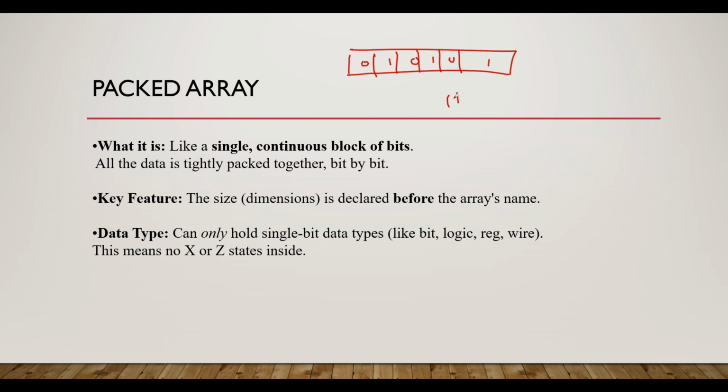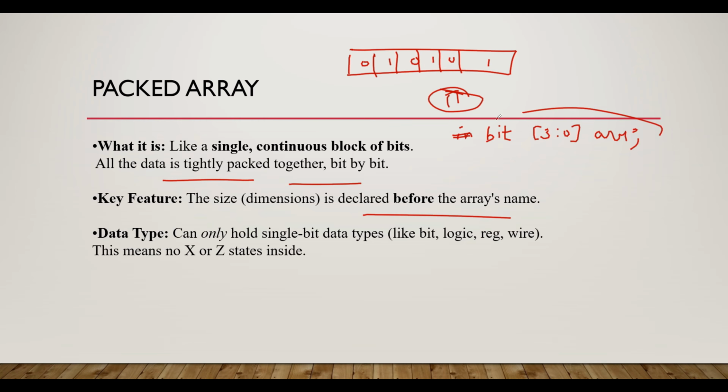Here this memory allocation indicates a packed array kind of structure, where all your data is tightly packed together bit by bit. You have to take care that the size is declared before the array name. Suppose you have to declare your packed array, you declare it something like this: bit [3:0] array. Here you have declared your size before the array name. So keep this in mind.